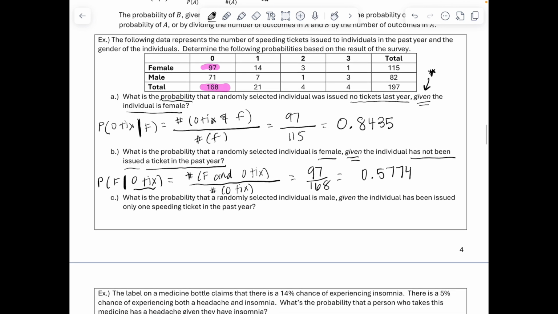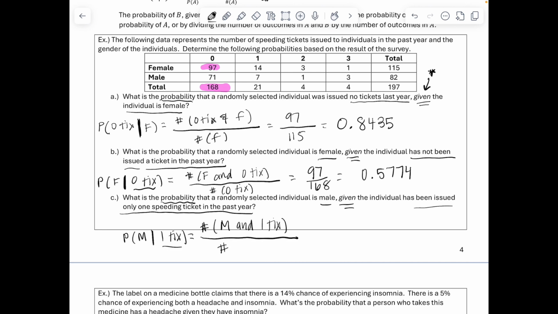Part C says, what is the probability that a randomly selected individual is male, given the individual has been issued only 1 speeding ticket in the past 12 months? So the probability that they are male given 1 ticket. And so again, using the formula up above, it's going to be the number of people that are male and have 1 ticket, divided by the number of people, and this is what is given, which is the second thing that you wrote, which is 1 ticket.